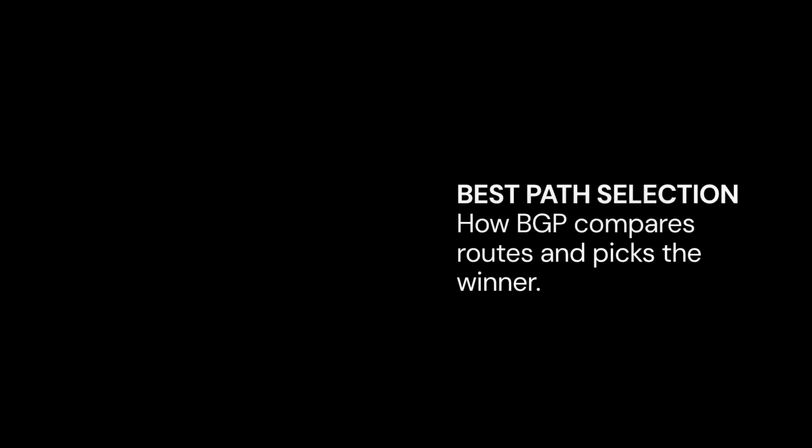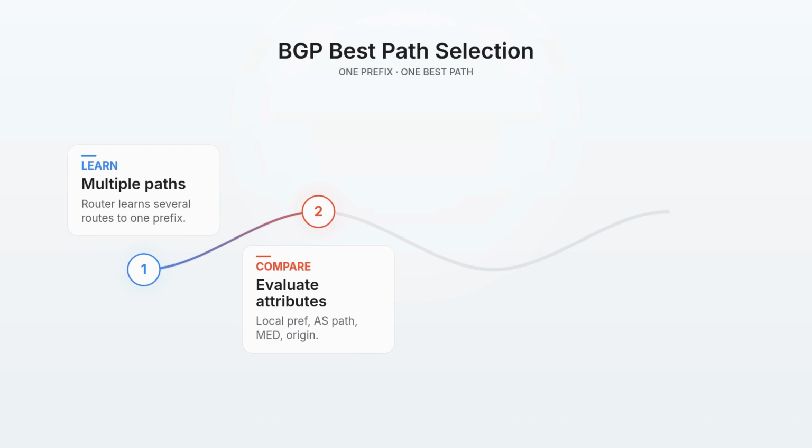This is one of the core payoff moments of the entire deep dive. Best path selection is where multiple candidate routes compete and the router chooses one through a structured sequence of comparisons. If you want to understand why one path wins and the others lose, this is the logic you have to know. It's central to real operations, and it's exactly the kind of reasoning you need for both exams and production networks. Best path selection is where BGP stops being abstract and starts feeling operational.